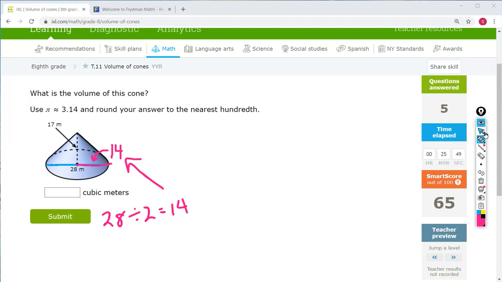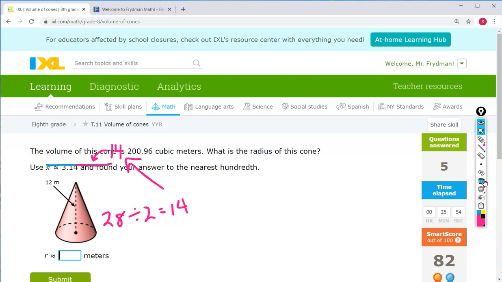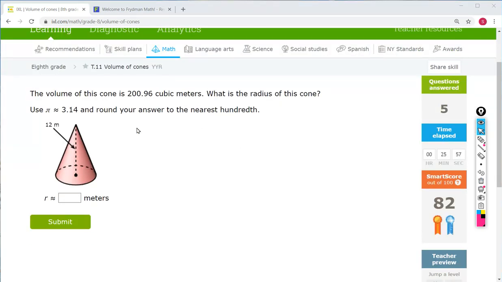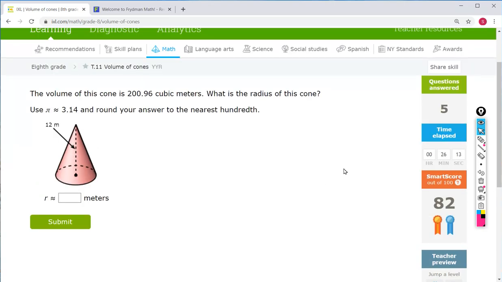Okay, let's jump ahead to the next level. Okay, so this is another problem where it's giving us the volume and it's asking us for the radius. We just did 2 of those, so I'm going to skip to, I can't skip to the next level. Excuse me. Okay, so it looks like we found every type of problem that IXL is giving us, except I'm not sure. Maybe it'll give me a problem where it asks us for the height.